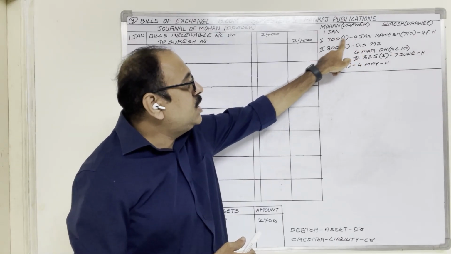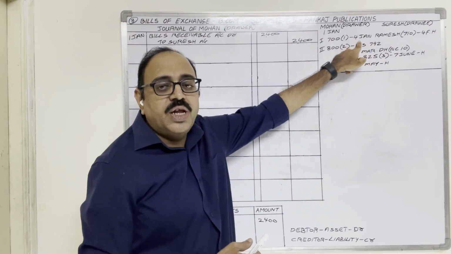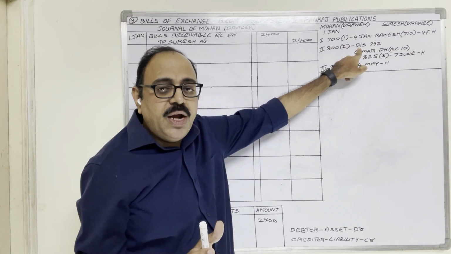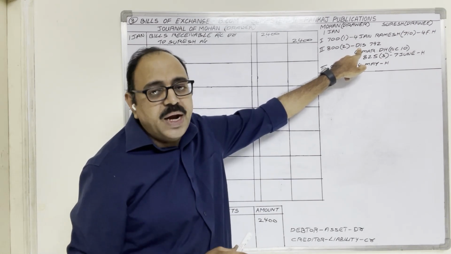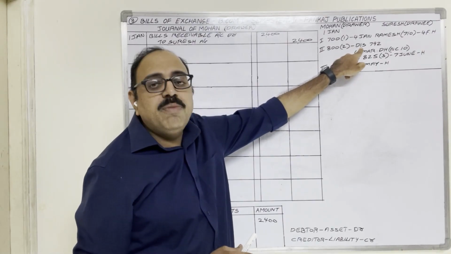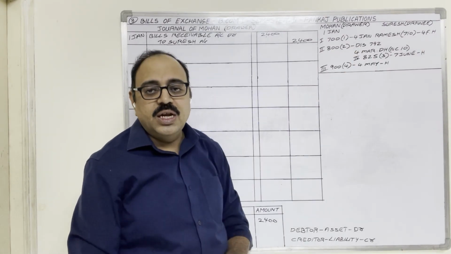Because the first bill is endorsed on 4th January. So first, the discount entry, the 1st January related entry, we write. After that, we will think about that endorsement entry. So the next, second entry, is discounted with the bank. For that, we will write the journal entry.